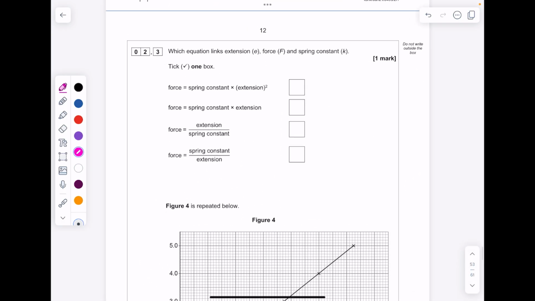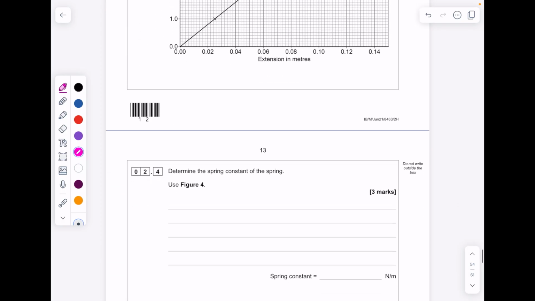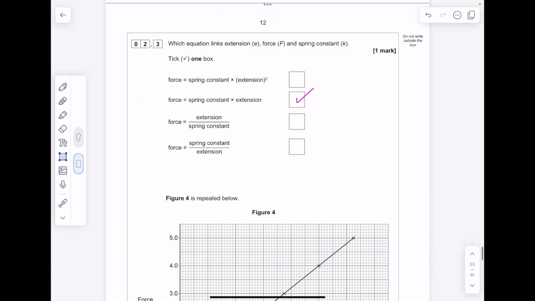Which equation links extension, force and spring constant? Force equals spring constant times extension. Figure 4 is repeated. Determine the spring constant of the spring. Use figure 4. So we need this equation.